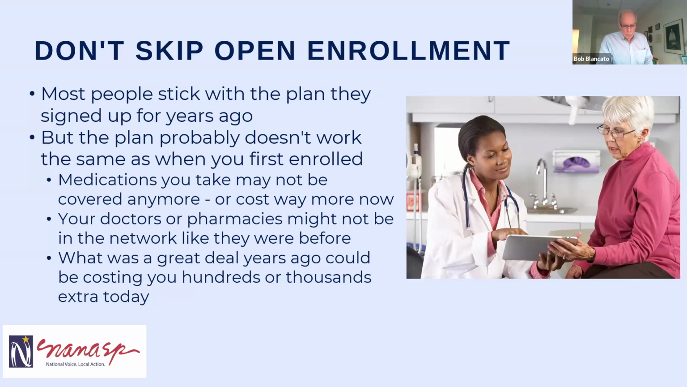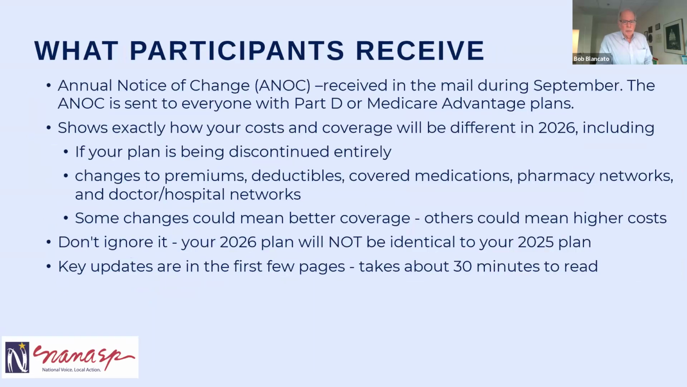The next slide talks about what participants should have received, and I would be curious in the chat if folks have not received this, and we'd like to know so we can help facilitate that. It's called the Annual Notice of Change. It should have been received in the mail during September. It is sent to everyone with Part D or Medicare Advantage plans. It shows you exactly how your cost and coverage will be different in 2026, including if your plan is being discontinued entirely, changes to premiums and deductibles, covered medications, pharmacy networks, and doctor and hospital networks.